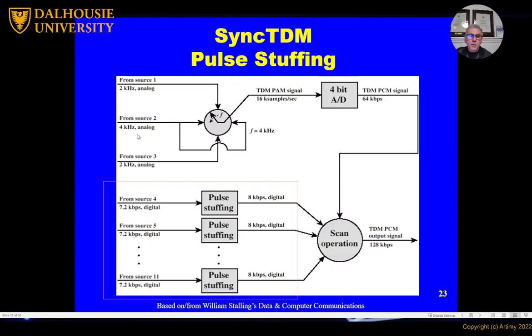The second source generates 4 kilohertz of analog signal. If I want to sample it, I have to sample it at 8 kilosamples. Multiply that by 4, we end up with the number of bits per second. And the last one is 2. So how do I handle this? It requires twice as much bandwidth, or twice as much data, as the other two. So how do I handle this?